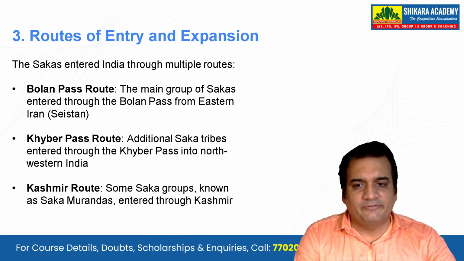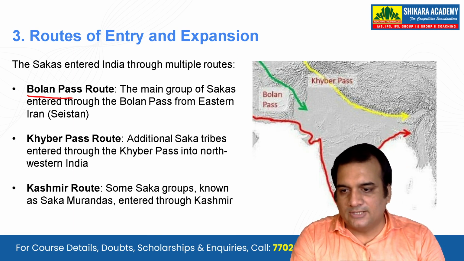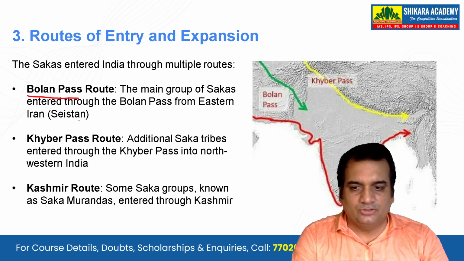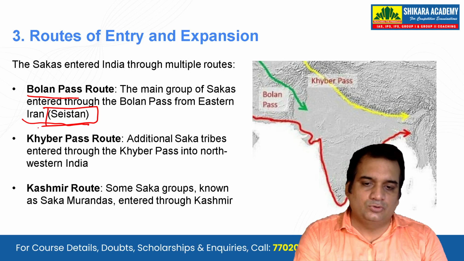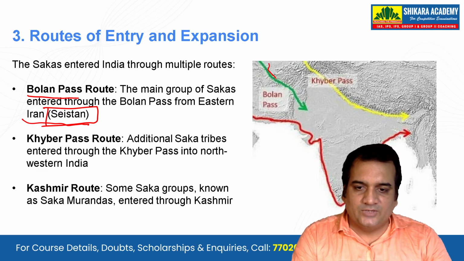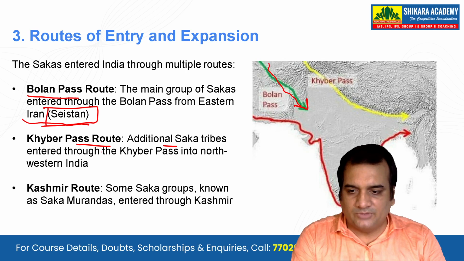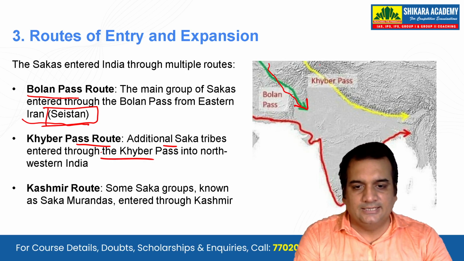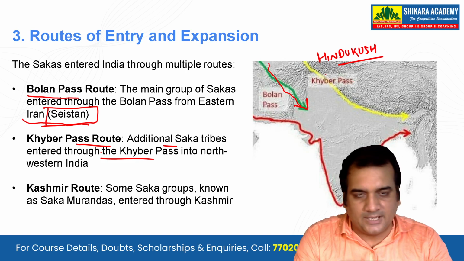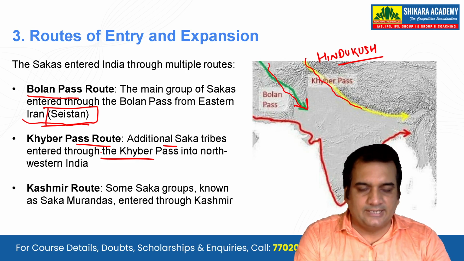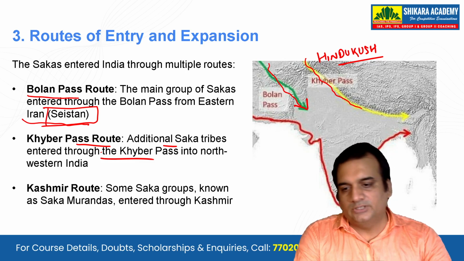So what were the routes of entry and expansion? There were basically three. Number one was the Bolan Pass route, where the main group of Sakas entered through the Bolan Pass from eastern Iran. Please remember that this region was also known as Seistan. This here is the Bolan Pass that you can see. Then the second was the Khyber Pass route. Additional Saka tribes entered through the Khyber Pass into northwestern India. This here you can see, along with the Hindu Kush mountains is this Khyber Pass, and before this all the invaders that entered India, whether it was Alexander the Great or the Achaemenids, all entered through this Hindu Kush mountain.